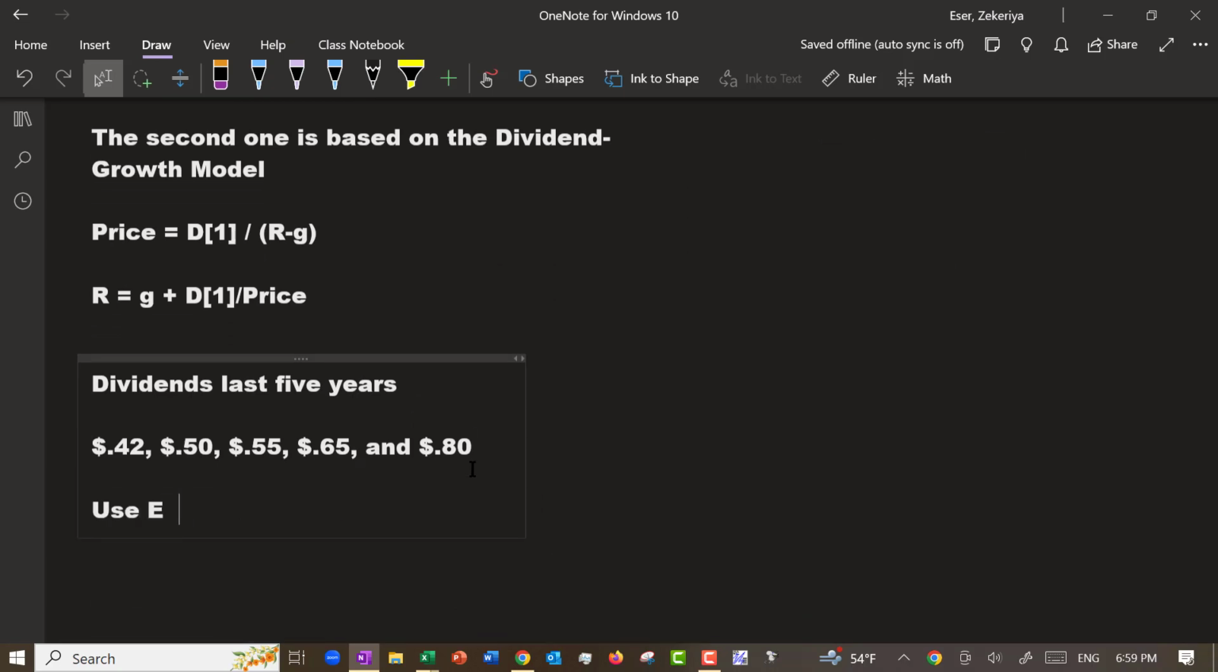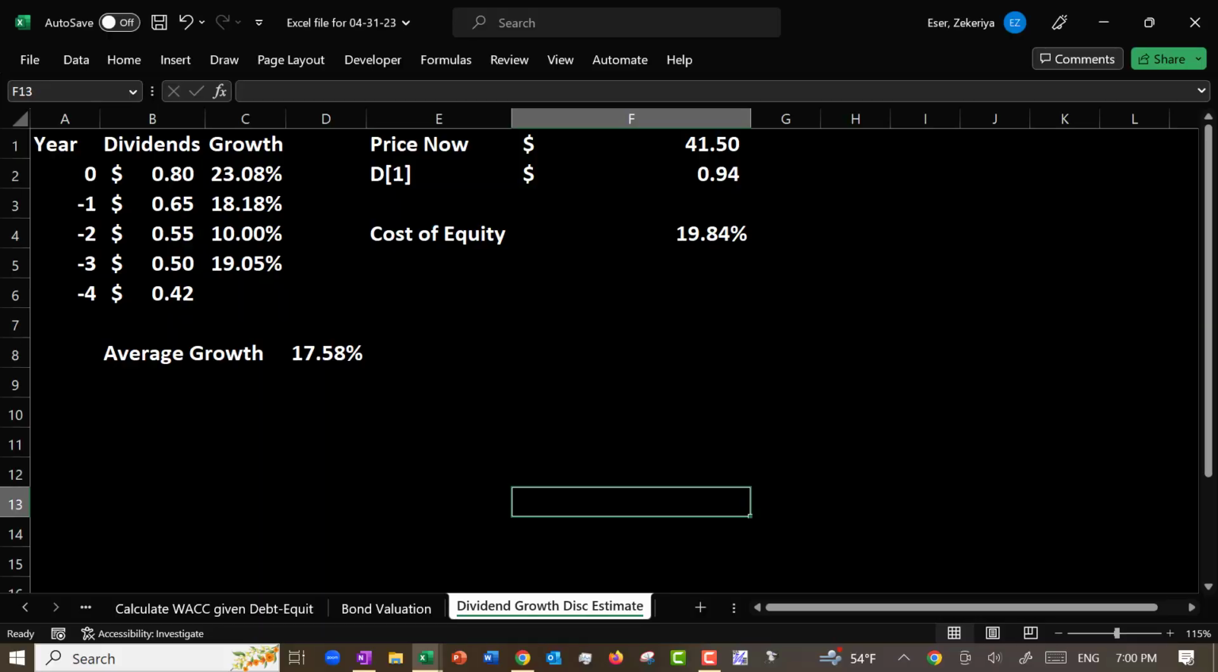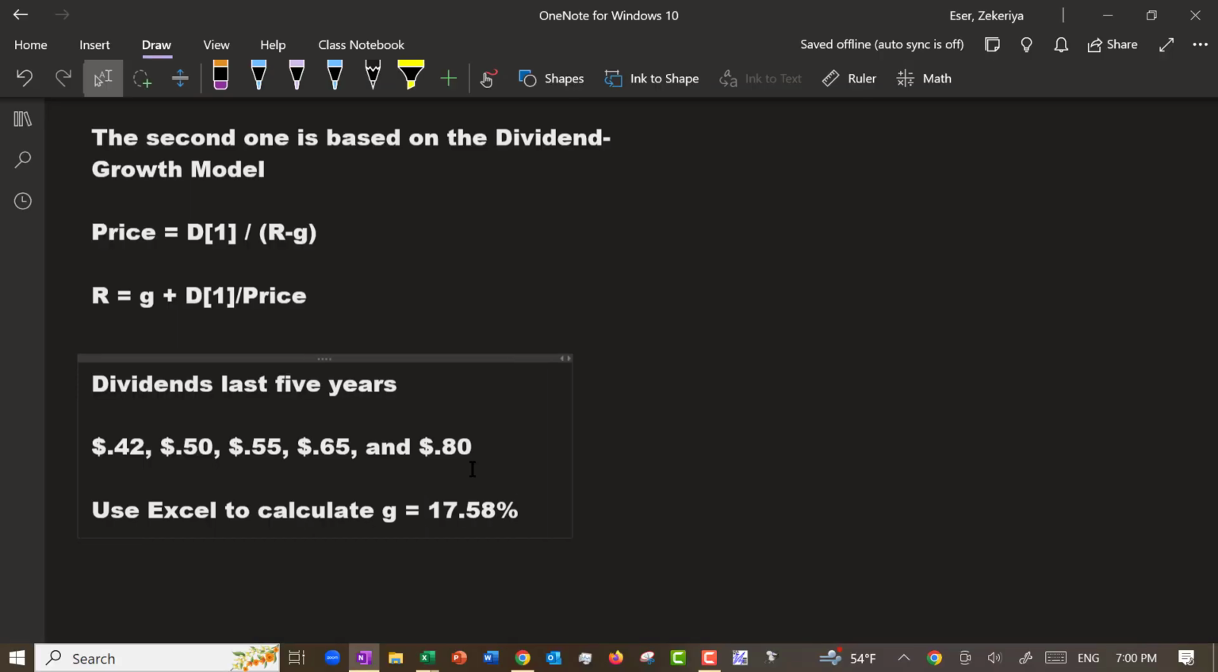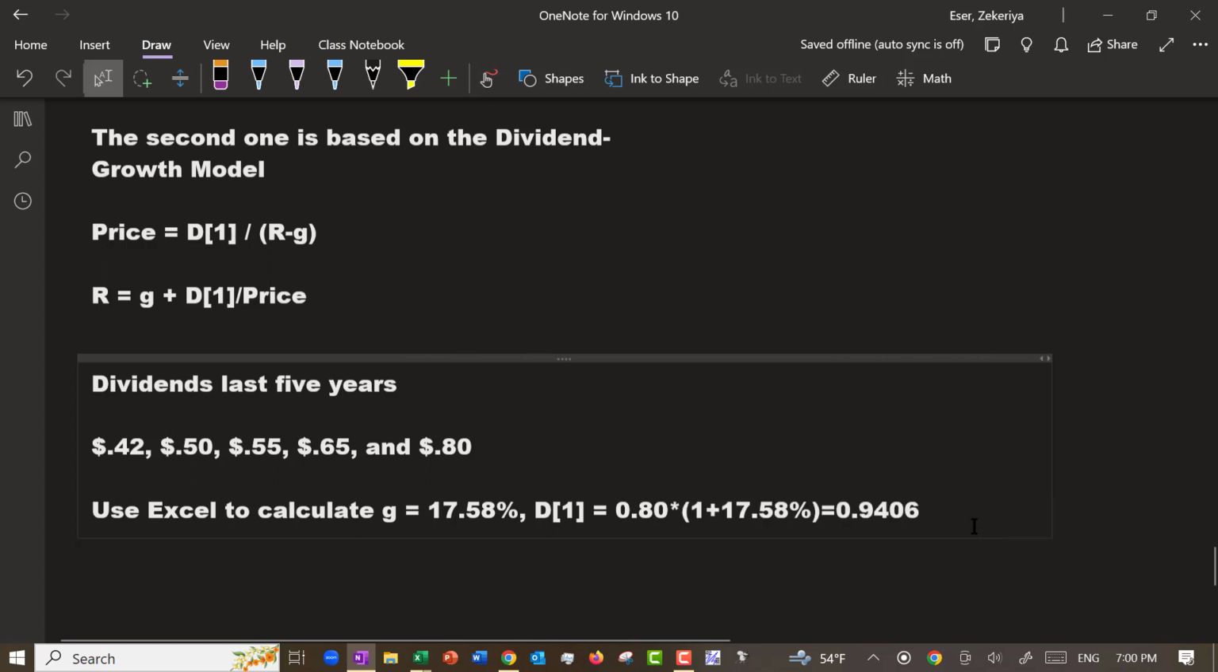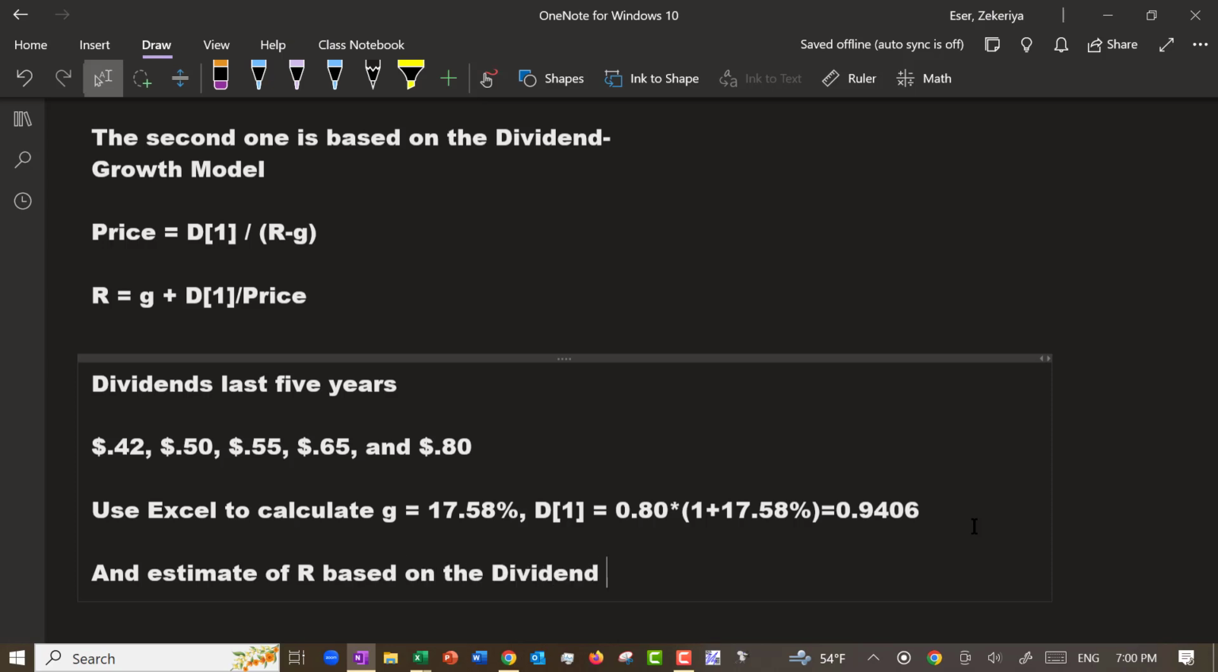Use Excel to calculate G equals. D1 equals 80 cents times 1 plus G. And estimate of R based on dividend growth model: 19.84%.